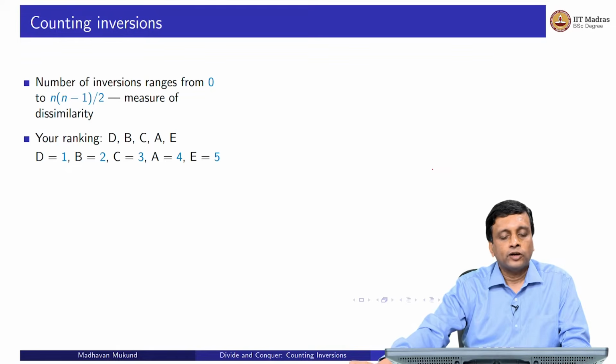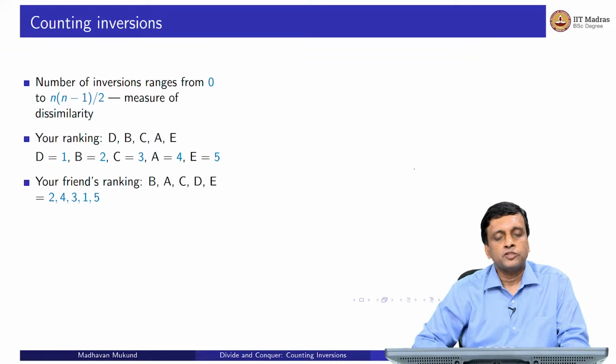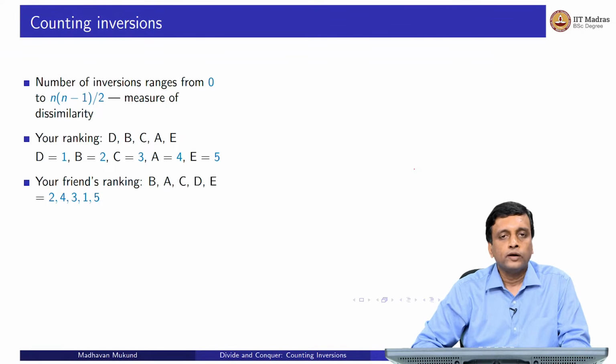So let's say that your ranking as before is DBCAE. As we had said, we will renumber these things as 1, 2, 3, 4, 5 in that sequence. So 1, 2, 3, 4, 5 represents now the new naming or numbering in the order of preference that you have. And now if you look at your friend's preference, which is BACDE, then correspondingly the numbering becomes 2, 4, 3, 1, 5. So now we want to see how many things are inverted.